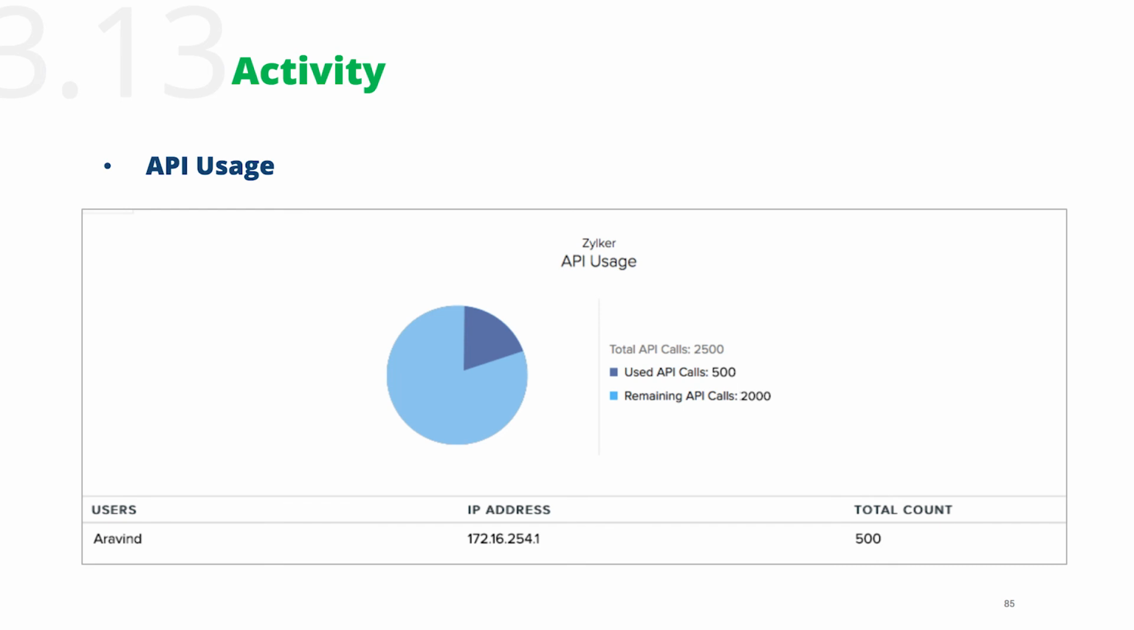The API usage report shows the number of API calls done by users in our Zoho Books account. This is done when we use a third-party interface to access data from Zoho Books.